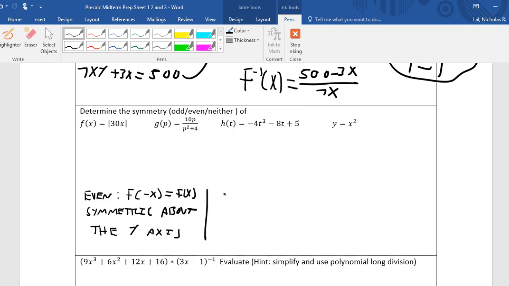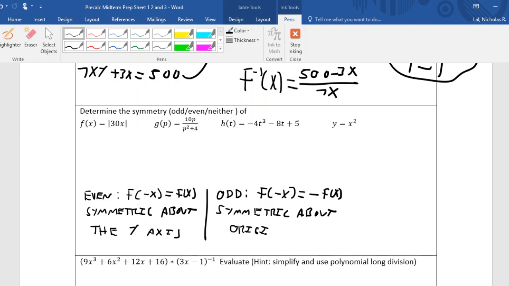And with odd functions, you have the algebraic rule f of negative x is equal to negative f of x. And you are symmetric about the origin. Remember, the origin is the point 0, 0. So I'm going to show an example of the inputs and outputs, and they really easily tell me whether a function is even or odd.